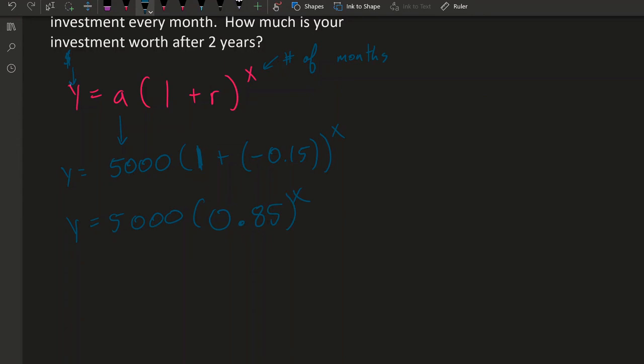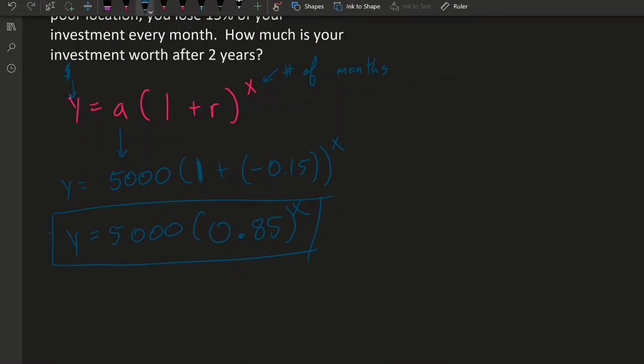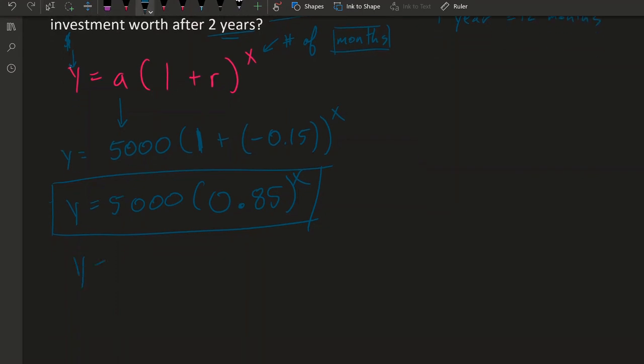0.85 to the x. Now, a lot of the exercises are going to ask you to put together an equation for the situation. If the task is to just put together an equation for the situation, this would be the equation. However, this one says, how much is your investment worth after 2 years? So 2 years, remember the variable says months. Since we're talking about 2 years, we know that 1 year is 12 months. So that means that we are talking about 24 months. So now I can just say y equals 5,000 times 0.85 to the 24th power.